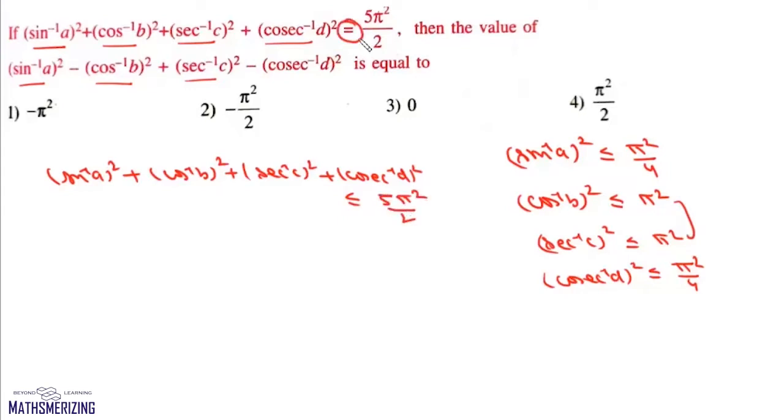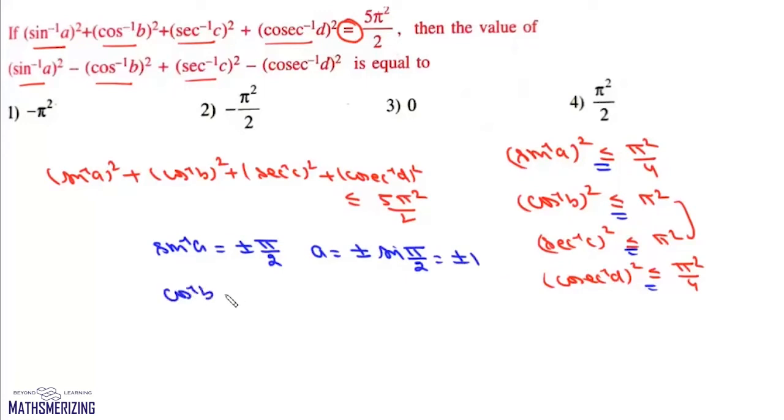Now in the question, we are given this equality sign. So this equality is possible if and only if all these values are equal to their maximums. So from here we'll get sine inverse A is plus or minus pi by 2. So the value of A will be plus or minus sine pi by 2, which is plus or minus 1. Cos inverse B will be plus or minus pi. Now it cannot take the value minus pi, it'll be plus pi. Now cos pi is minus 1. So the value of B will be minus 1.